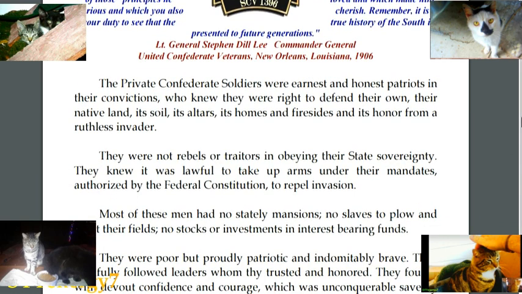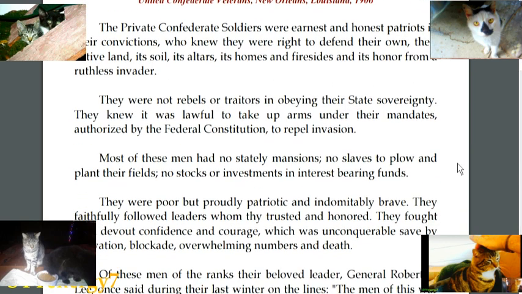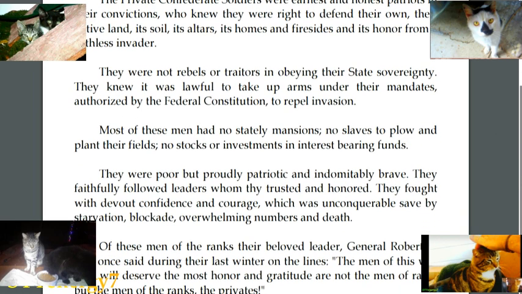So we're descendants of Confederates. We're not Confederate veterans. But it was good. This is a good one-pager. It says most of these men had no stately mansions, no slaves to plow and plant their fields, no stocks or investments in interest-bearing funds. They were not rebels or traitors in obeying their state sovereignty. They knew it was lawful to take up arms under the mandates authorized by the federal constitution to repel invasion. They were honest and eager patriots in their convictions, who knew they were right to defend their native land, its soils, its altars, its homes, and firesides in its honor from a ruthless invader, Sherman.